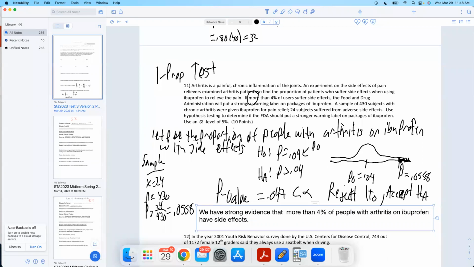Now, normally I'd be done. That's what I was trying to answer. But there's this hidden follow-up question right here. I really like these. Do they need to put a stronger warning label on? They said if they can find evidence that more than 4% are having side effects, they're going to put on a warning label. We found that evidence, so we're going to put on the warning label. They should put on the warning label.